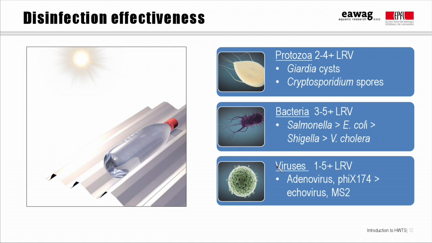There are relatively fewer studies of viruses. The methods are more difficult, and they show a greater range from 1 to more than 5 log removal values, where we see that certain viruses like adenovirus and the indicator virus Phi are quite resistant to ultraviolet. Adenovirus is also resistant to UVC treatment. And other viruses, the human echovirus and the indicator virus MS2 phage, are relatively easier to disinfect with SODIS.